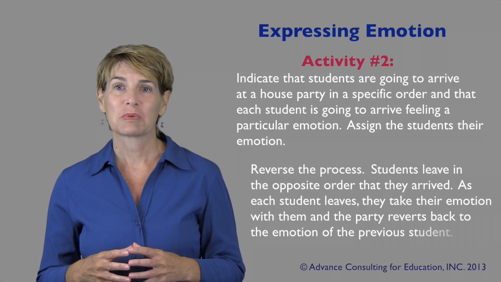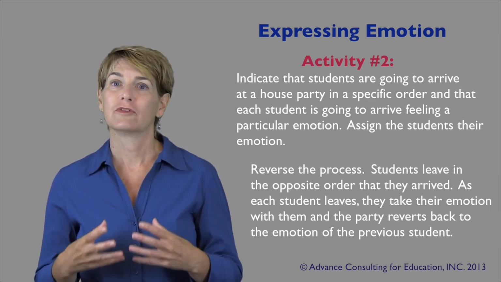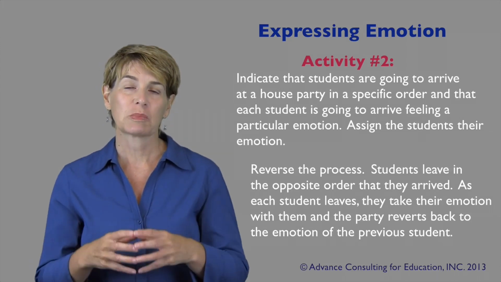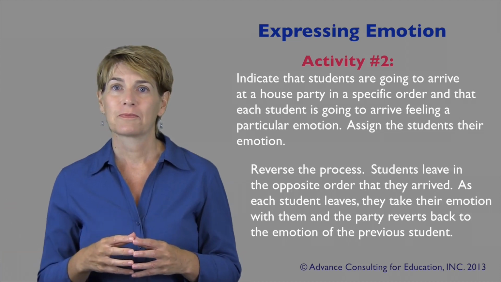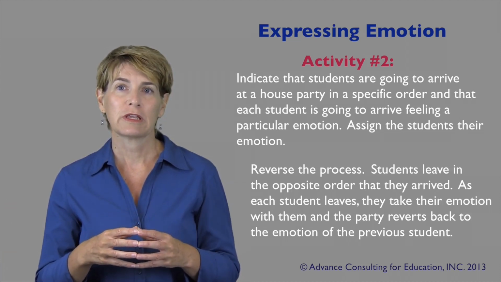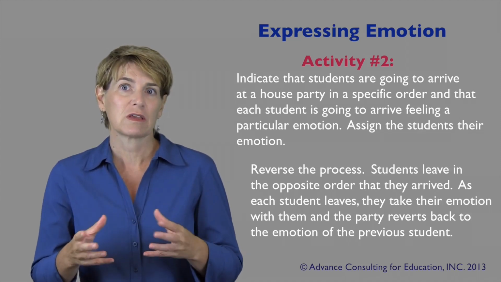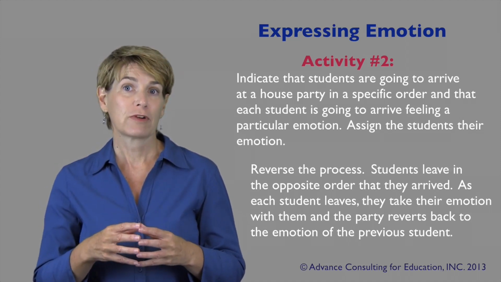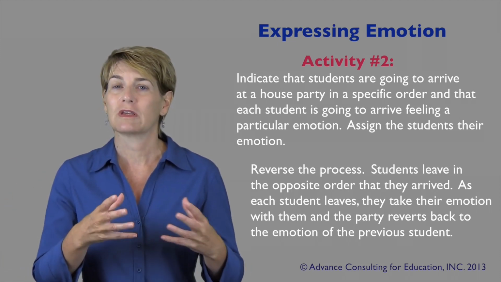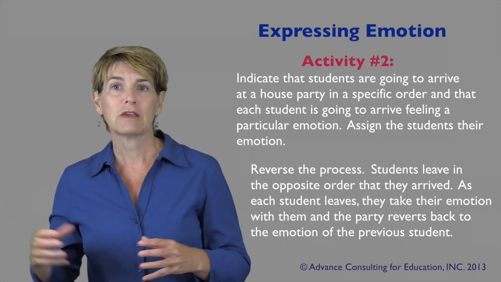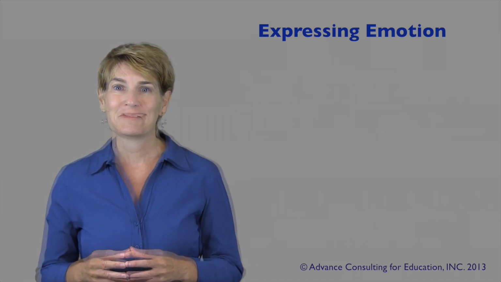Then you're going to reverse the process. So say when the last person arrived, this person had the emotion of nervousness. So everyone at the house party is nervous. That person's now going to be the first person to leave. So as soon as the nervous person leaves, everyone at the house party goes back to the emotion before that. Let's say that was frustration. Then the frustrated person leaves and everyone goes back to whatever was before that. Let's say sadness. And so the students leave until there's only that one single person left. And then your house party is over.